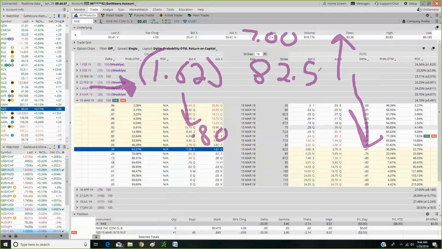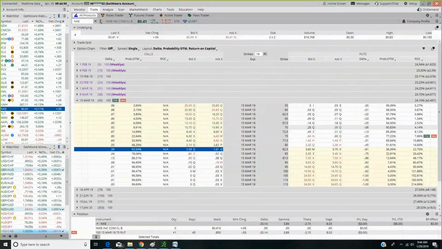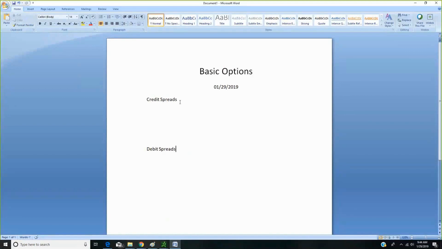When you buy, it costs you money. The job when you sell is to buy it back for less than you got. Okay? So let's go here and look at our credit spreads. You guys know when we're bullish, we do a bull put spread. Okay? Bull put spread.